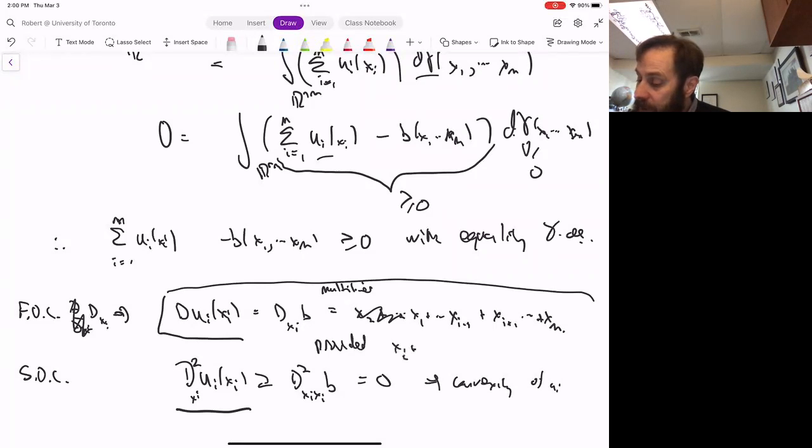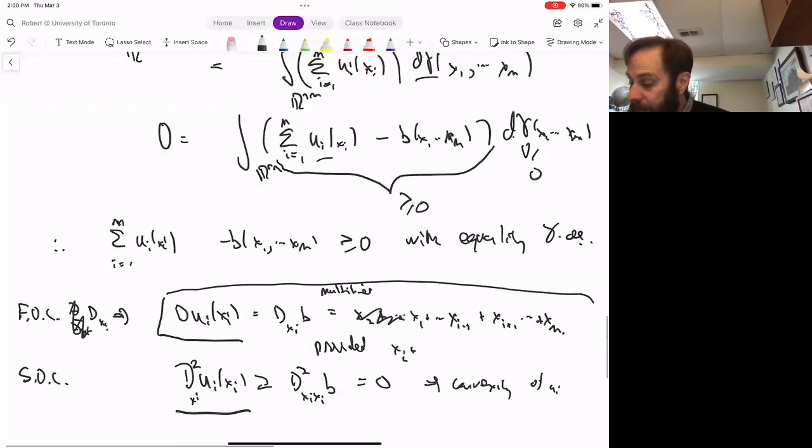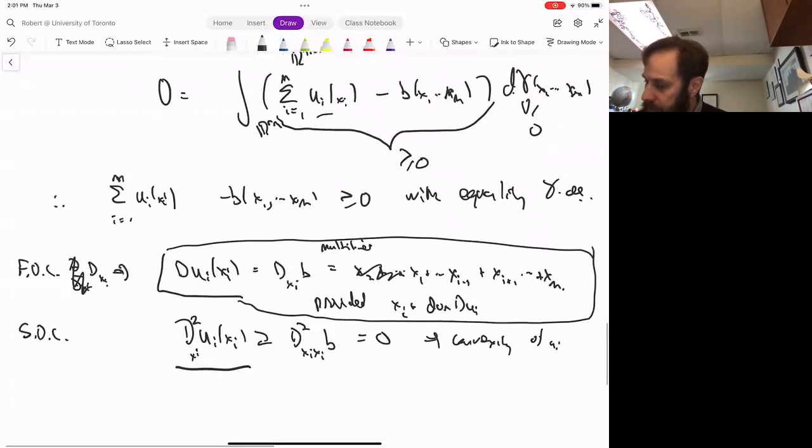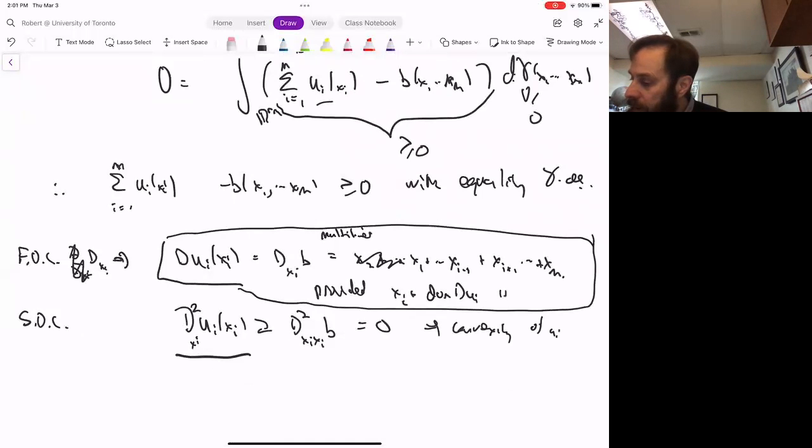xi is a point of... so b is nice and smooth, it's multilinear, but I need xi to be a point of differentiability of ui. And the good news is that convex functions are differentiable Lebesgue almost everywhere. In fact, they're differentiable outside of subsets of codimension 1. So i.e. Lebesgue almost everywhere. All right, so far so good.